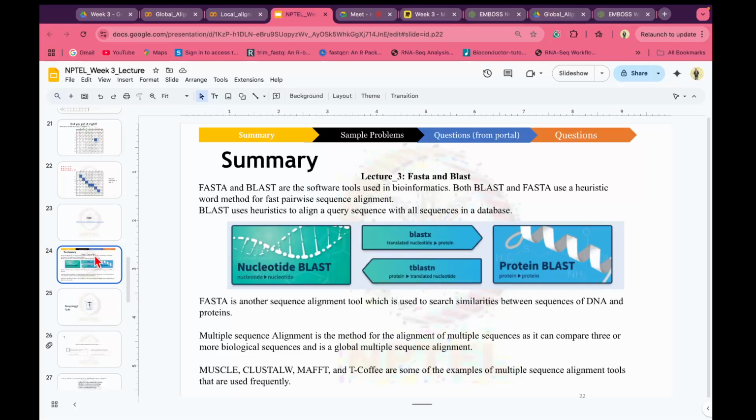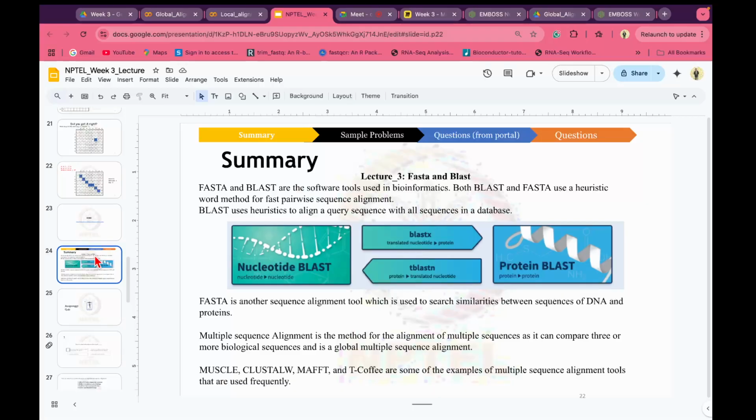So now we have BLAST. BLAST stands for Basic Local Alignment Search Tool. It is widely used for comparing biological sequences and to search similarities between a query sequence and sequences in the database. The key point about BLAST is that it is a heuristic word-based method for fast pairwise sequence alignment. This method involves breaking sequences into smaller fragments and comparing them to quickly identify potential regions of similarity.